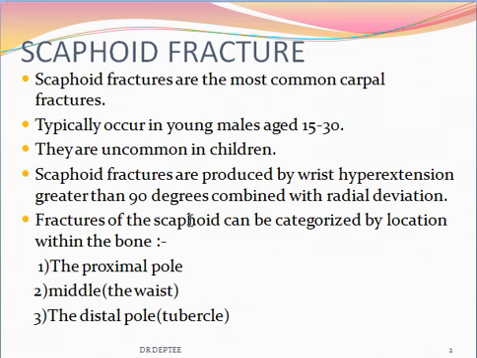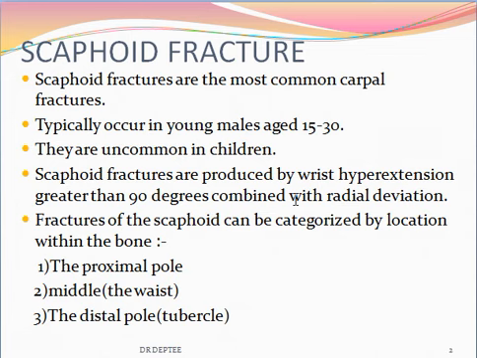A delay in diagnosis of scaphoid fracture can lead to a variety of adverse outcomes. That is why this fracture becomes more important. Even if not treated, there is a chance of getting osteoarthritis of the radiocarpal joint. Scaphoid fractures are produced by wrist hyperextension, where the hyperextension is greater than 90 degrees, and this hyperextension of the wrist is accompanied by a radial deviation.